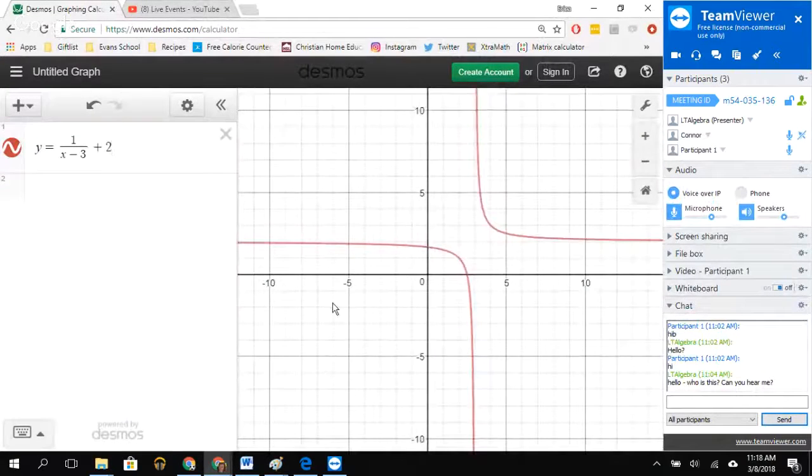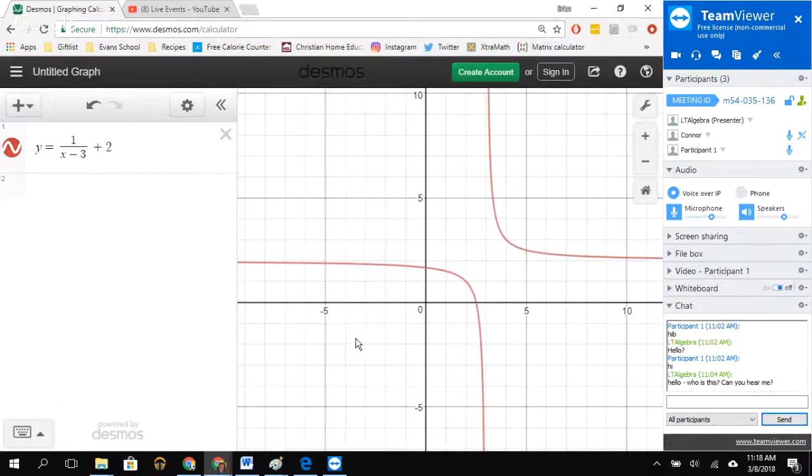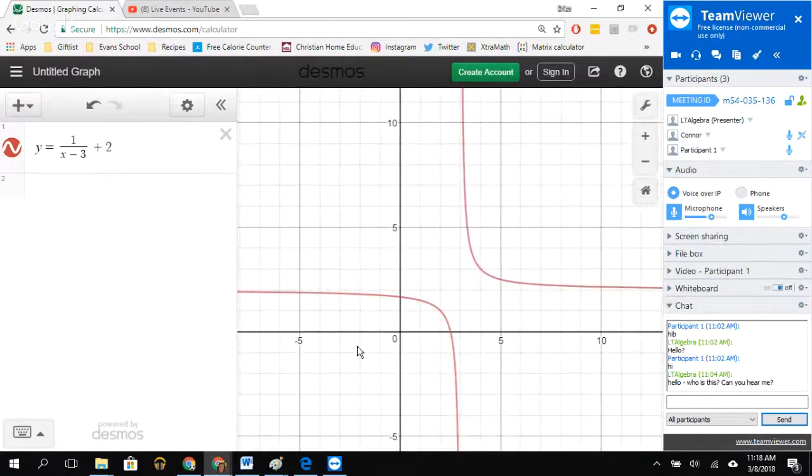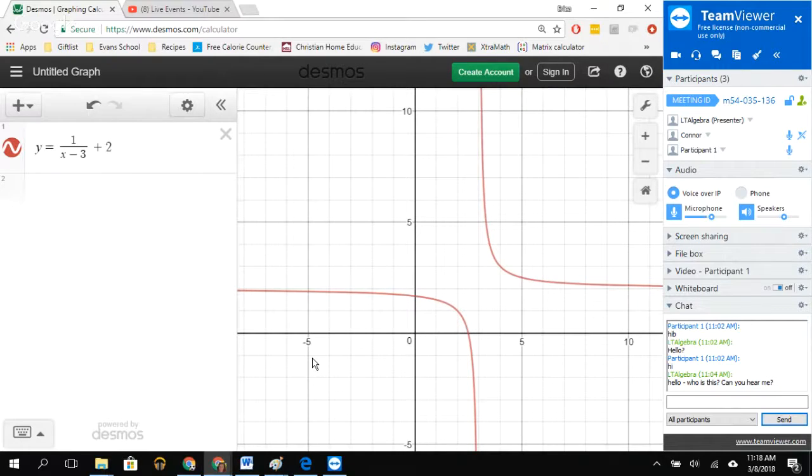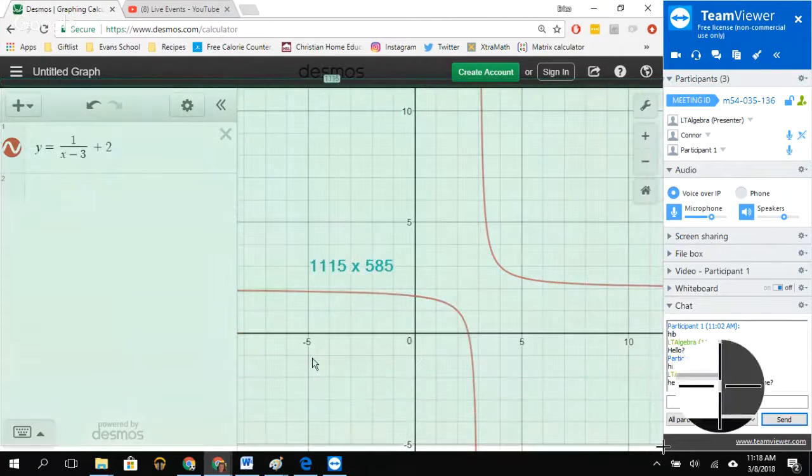Hey, Connor. We're in 8.2, problem number 3. All right, so we're graphing this equation, right? This is a rational function, y equals 1 over x minus 3, plus 2. And we need to graph it, which we did, and we need to find the domain and the range. Okay, so I'm going to go ahead and print screen here so we can draw on it.